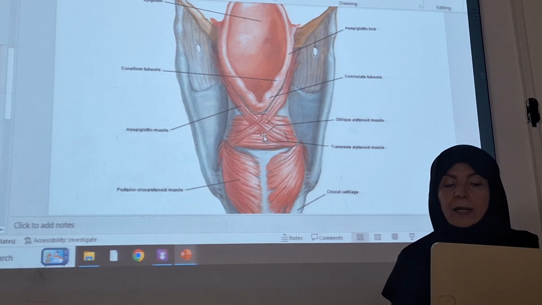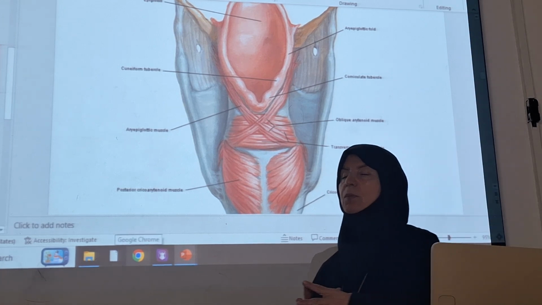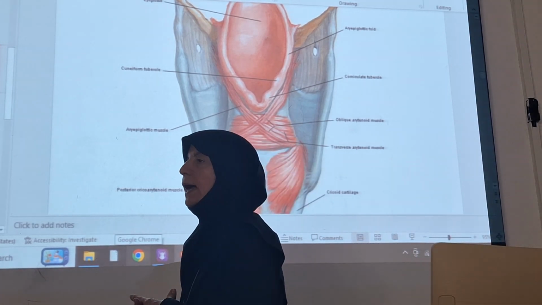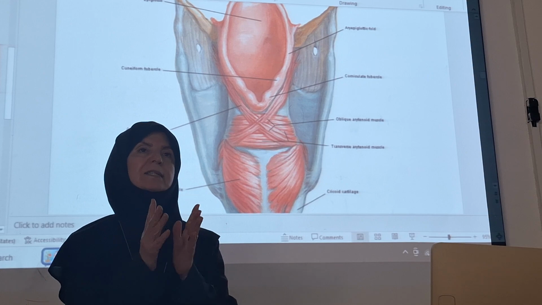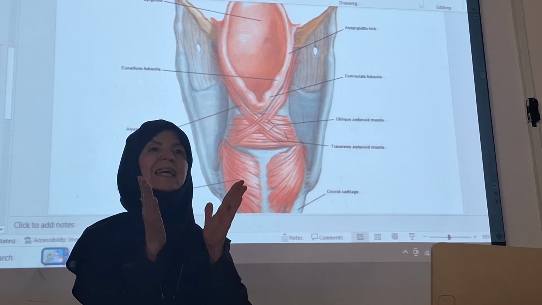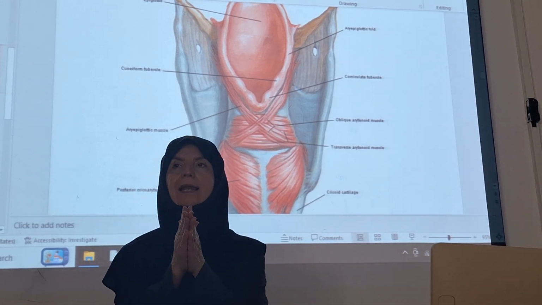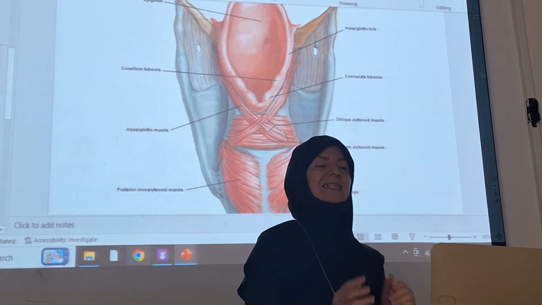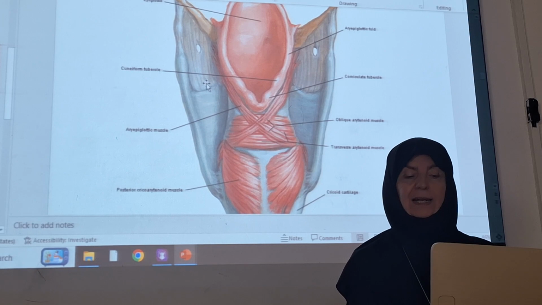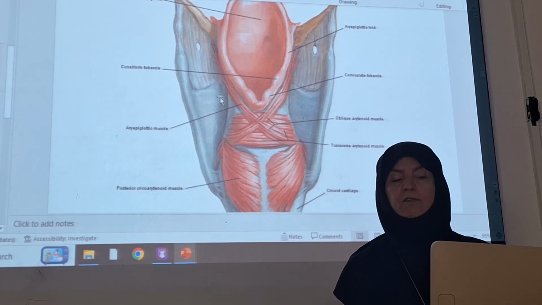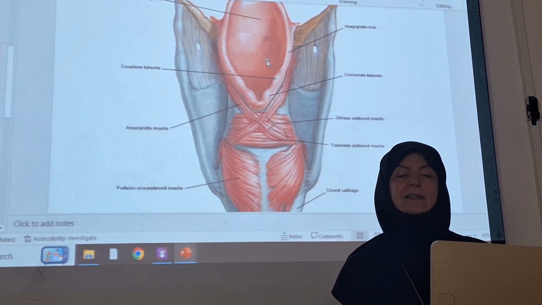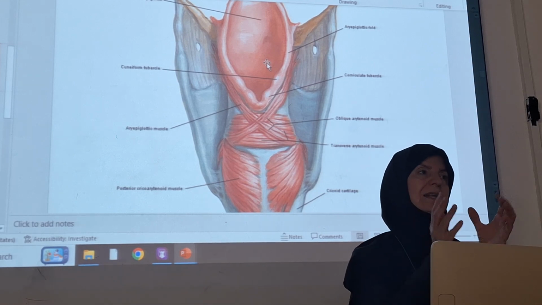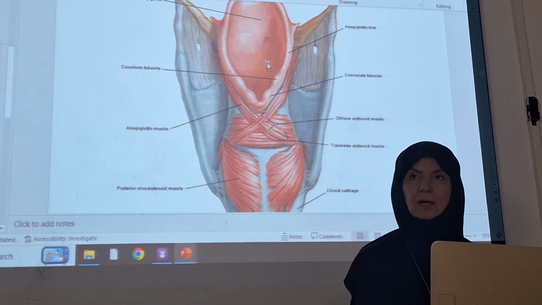This oblique arytenoid muscle is innervated by the recurrent laryngeal nerve, and its function is to work like a sphincter for the inlet. If this muscle fiber contracts, the inlet is going to get narrow. Do you have any questions?